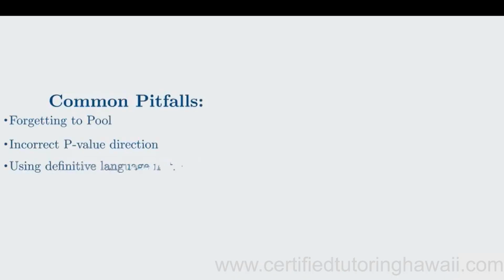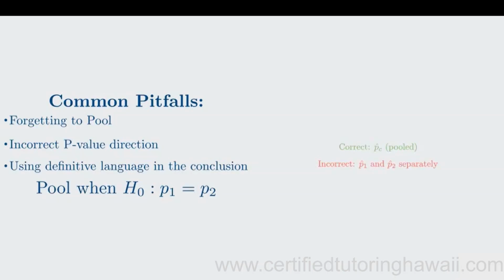Let's review the common pitfalls that students often face when performing these tests on the AP exam. First, remember that pooling is required for the difference between two proportions when testing the null hypothesis that they are equal. If you use the individual sample proportions in the denominator instead of the combined p-hat, your standard error will be slightly off. Second, always draw a normal curve.